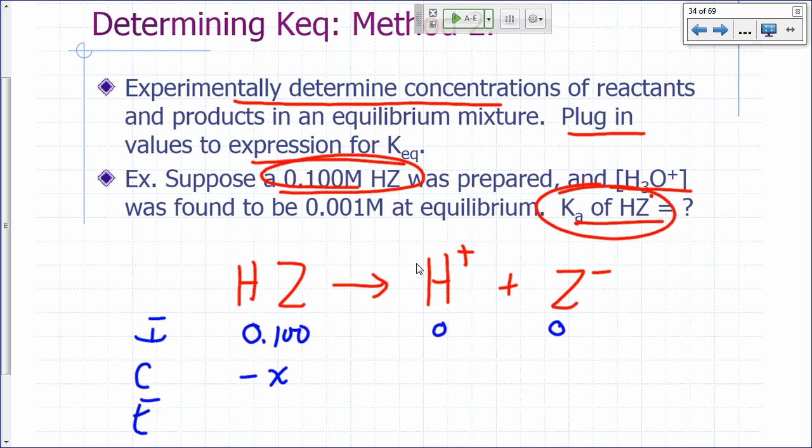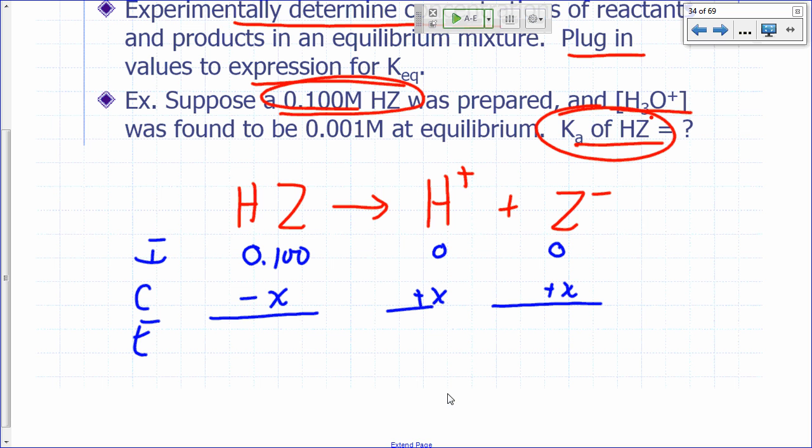How much H plus are you going to make? X, right? For every mole of HZ you lose, you gain a mole of H plus and a mole of Z minus. So what would be your equilibrium concentrations? This is going to be 0.100 minus X. That's going to be X, and that's going to be X.